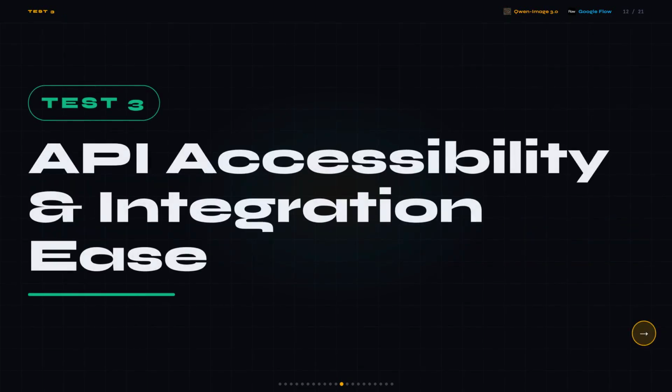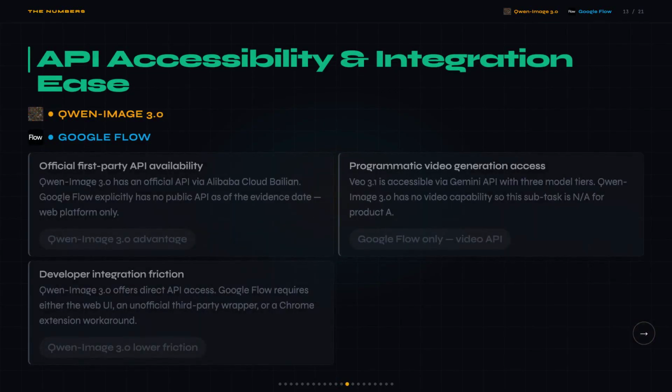Test 3, API accessibility and integration ease. And if you're a developer trying to plug either of these tools into an actual workflow, this is probably the most practical dimension in the whole comparison, because the real question is how much friction you hit when you try to integrate it programmatically. So here's what the data shows.